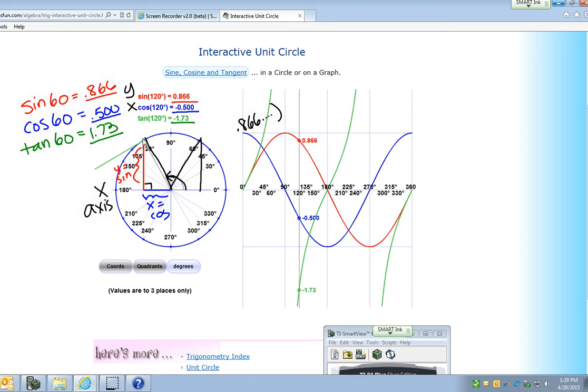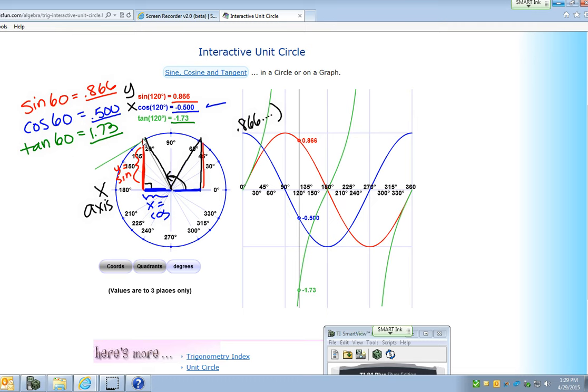On this side, x's were positive, so x cosine was positive. But on this side, you're going in the negative direction. X is negative, therefore cosine is negative. Because these are both up and up, those both have the same sine value, and they're both positive.